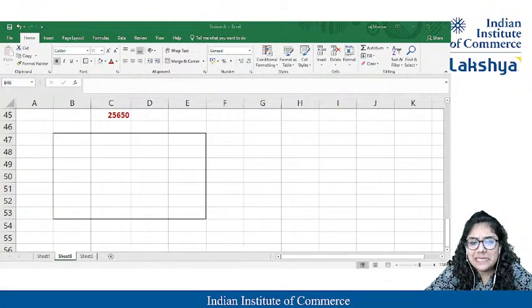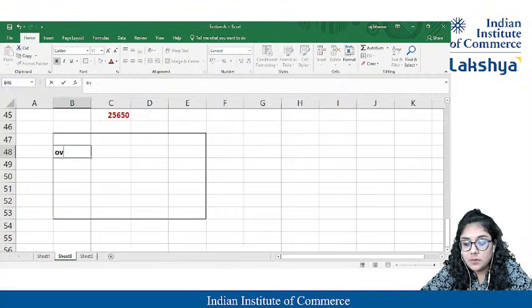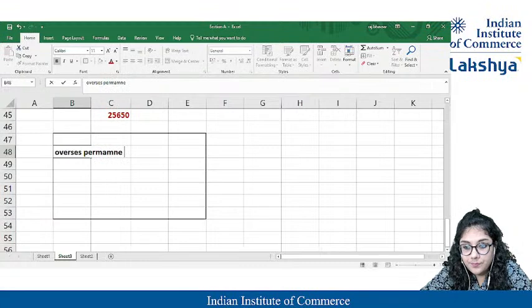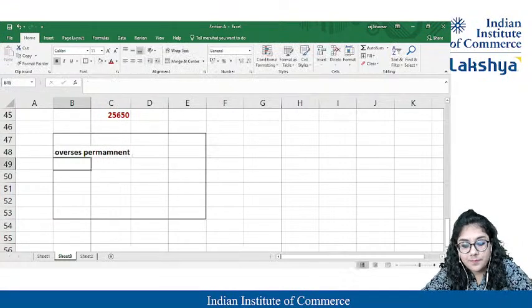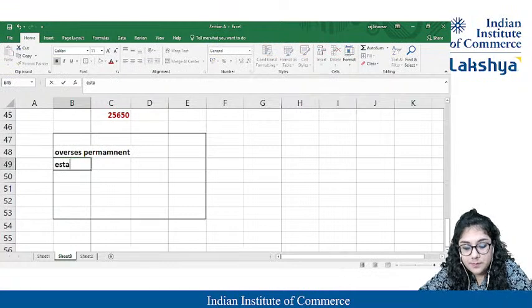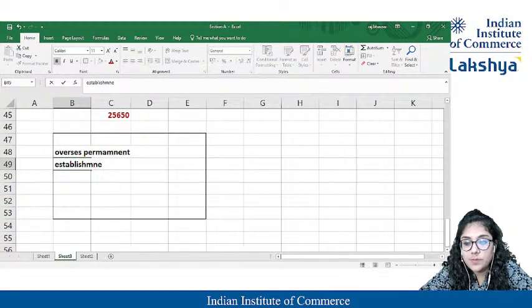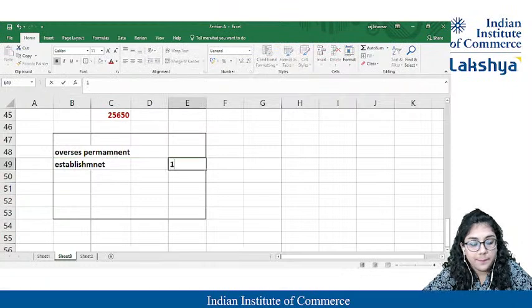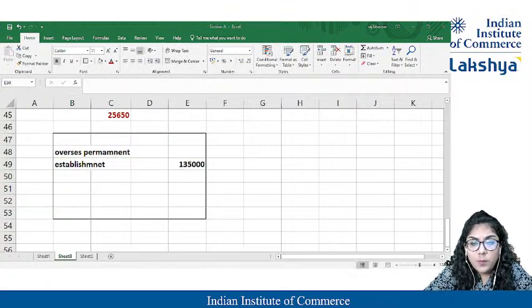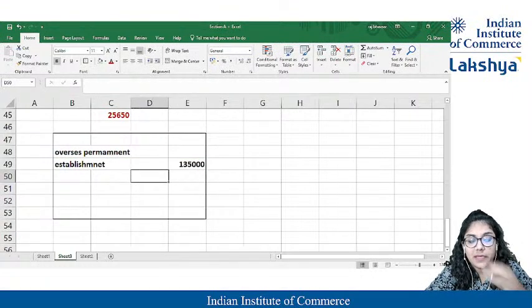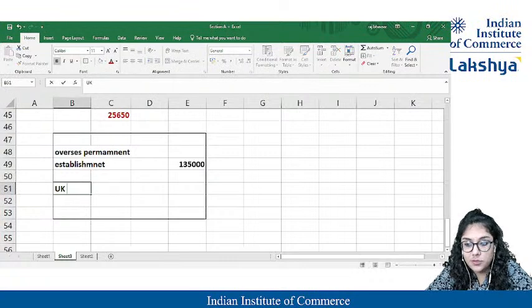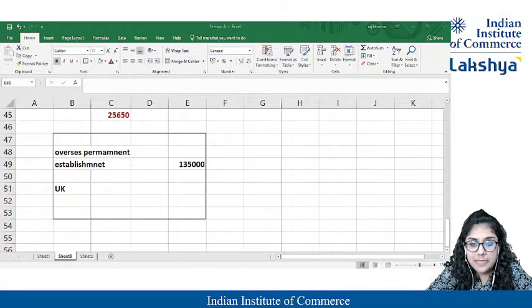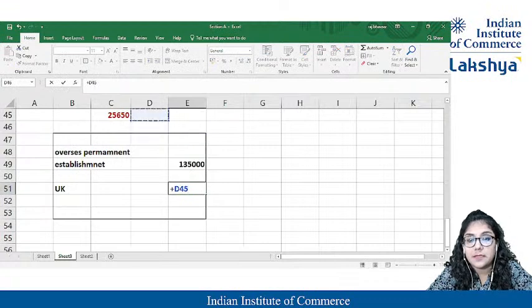So that you can easily see that overseas permanent establishment. What was my profit, guys? It was 135. Now in UK tax, how much tax was I supposed to pay in UK? It is 25,650, isn't it?